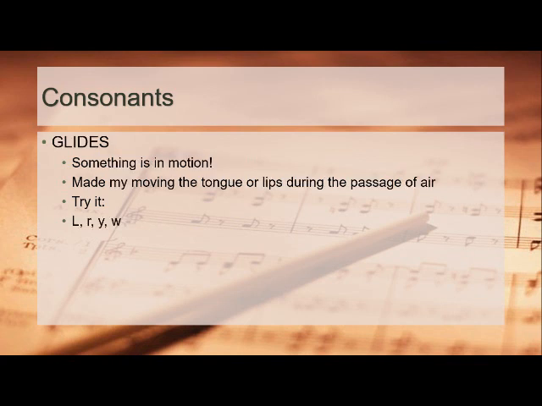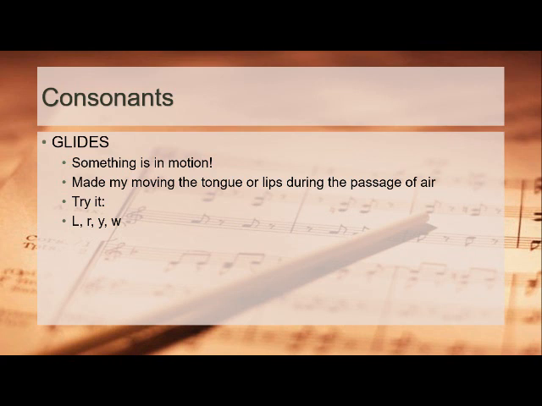Our final group are called glides. They're called glides because to produce these sounds, something is in motion in the mouth. They're gliding past each other. These sounds are made by moving the tongue or lips during the passage of air. When someone has a speech impediment, these sounds can be incredibly difficult to produce because they require more coordination than any of the other sounds. These sounds can be represented by the letters L, R, Y, and W.